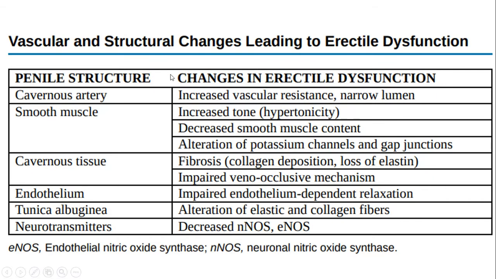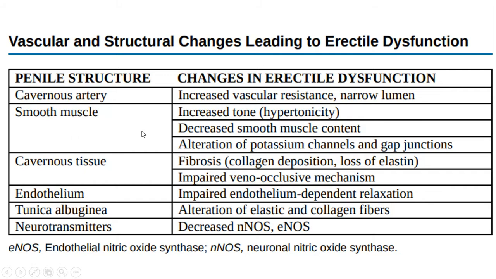So which structural changes lead to erectile dysfunction? We already discussed it a little bit, so let's categorize it. Cavernous artery: increased vascular resistance and narrowed lumen, due to atherosclerotic lesion or any other autoimmune lesion of blood vessels, or might even be an infectious lesion of the cavernous artery, so it narrows the lumen of the artery, and resistance is increased.